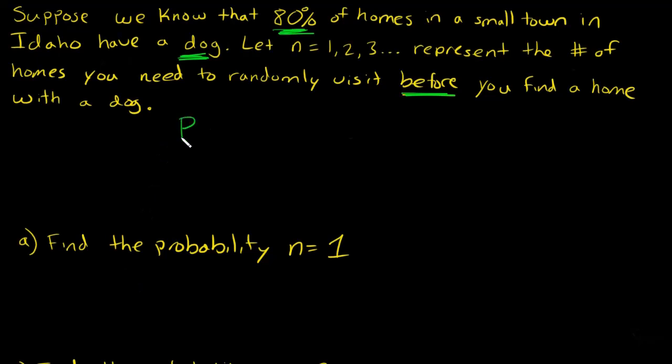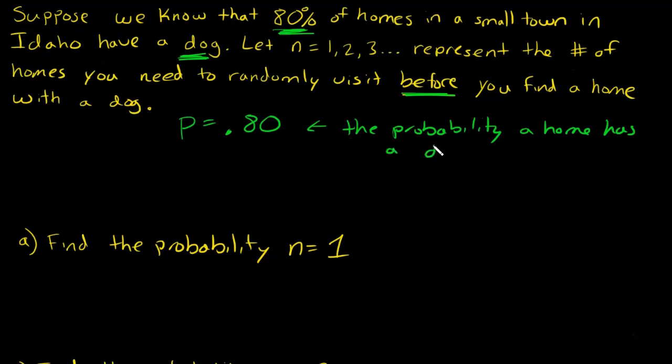First, starting with p. p is going to be our probability of success. In this case, our probability of success is 0.8. So this is the probability a home has a dog.